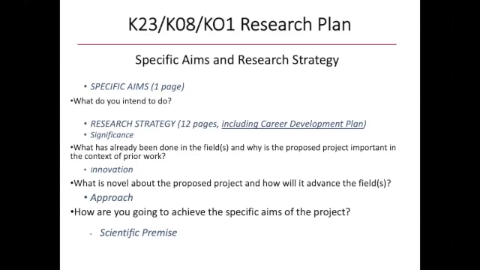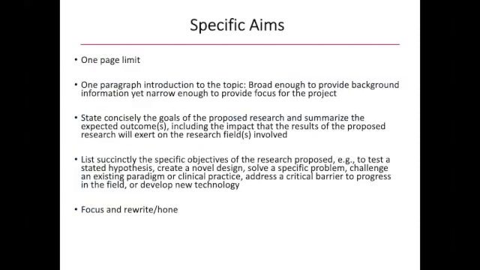The research strategy, as I mentioned, has two components: the career development, which we talked about a little bit, and then the specific research strategy, which has different sections. There is a section of significance in which you put the background of what you propose to do in the context of your work. There is a section of innovation. We need to say what is new and why it's important that you do this work. And then there is the approach, where you will describe what you are planning to do to achieve the specific aims.